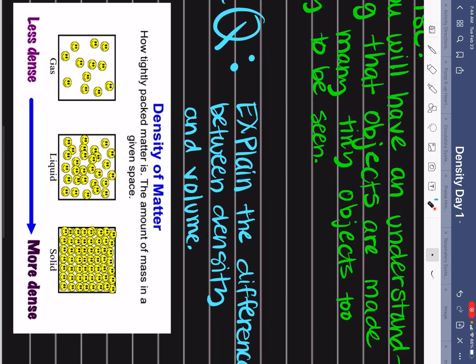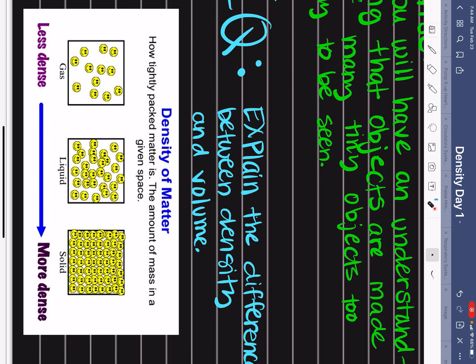Here is a very good example of density. Density of matter: how tightly packed matter is, the amount of mass in a given space. So you see there are 1, 2, 3, 4, 5, 6, 7, 8, 9, 10, 11, 12. Here's a gas, a liquid, and a solid. The reason that the solid is more dense is because the matter is packed tightly in there. And then a liquid such as Coke or water or milk is not packed quite as tightly as the solids are, but it's packed a little bit more than gas.